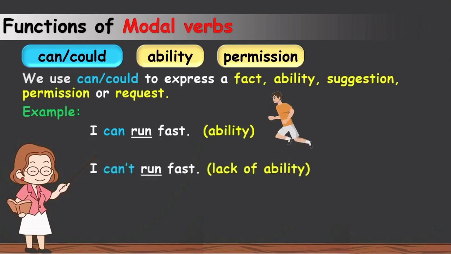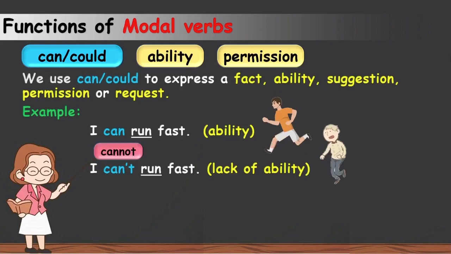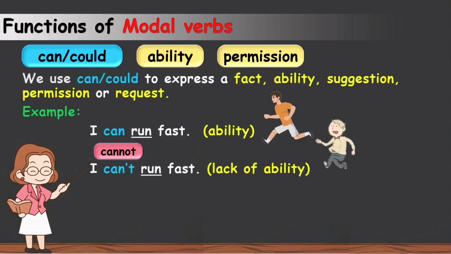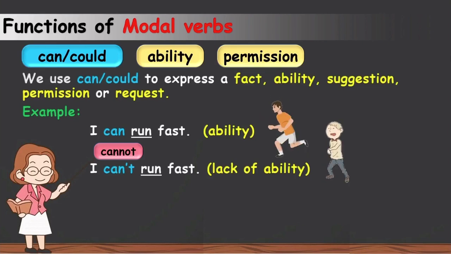On the next sentence, on the other hand, I can't run fast. It expresses lack of ability or inability to do the action. This is the opposite of the word can. Can't is short for the word cannot. I can't run fast, or the speaker does not have the ability to run fast.